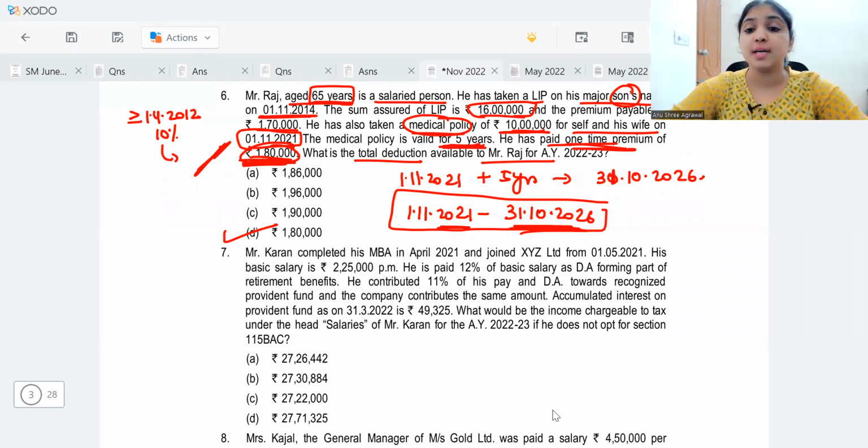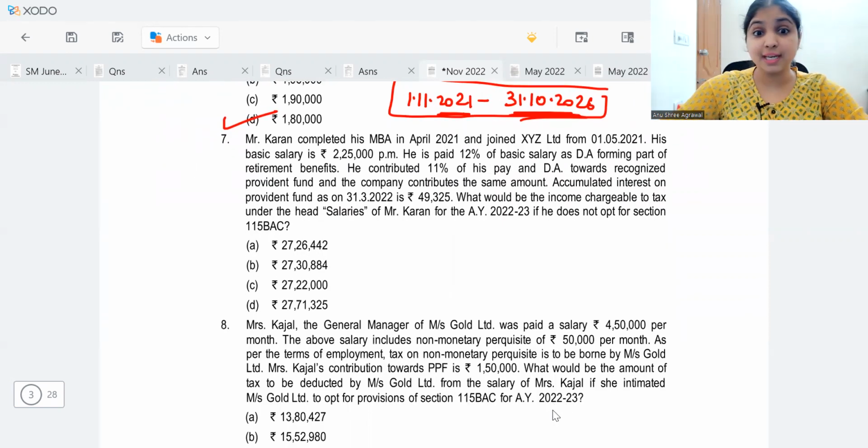Okay, so this was it about question number 6. Now coming to question number 7, another very interesting question. Let's read the question first.